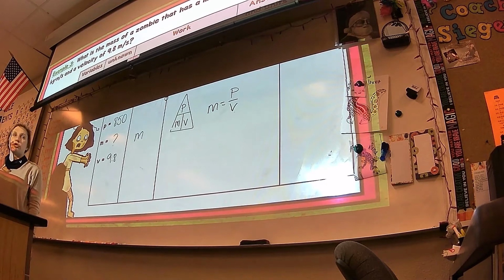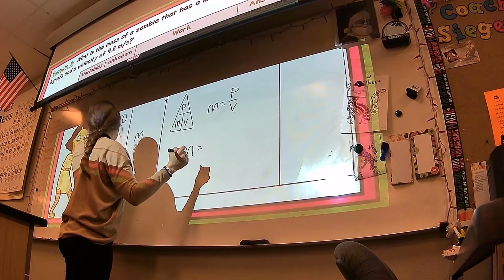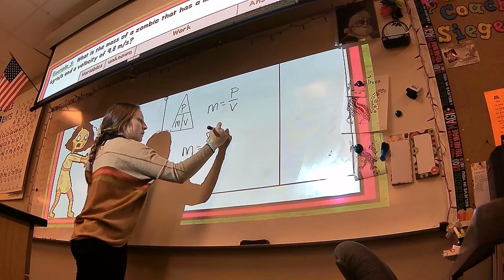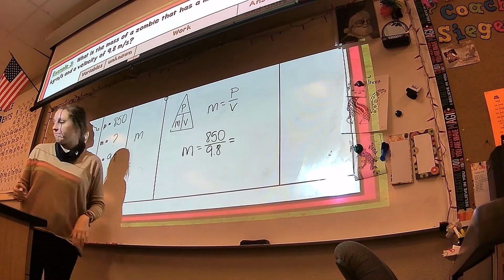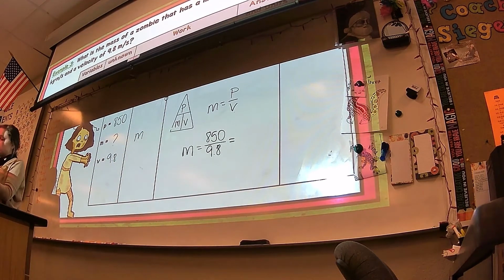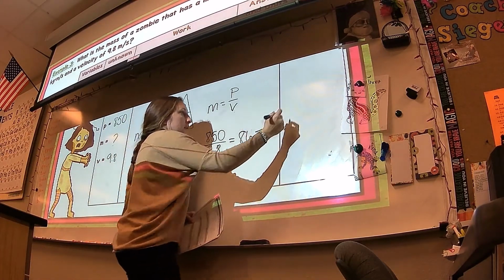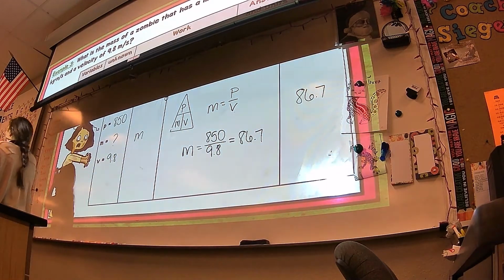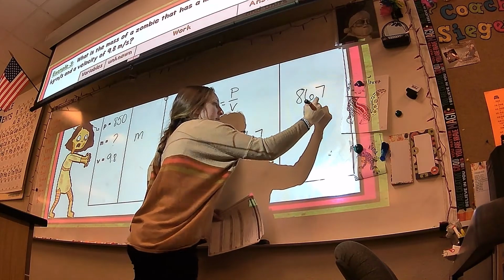So we are going to divide. You are correct. I got 86.72. Good, I think that's what you should get. Make sure you always put P on top, so 850 divided by 9.8. 86.7. Yep. When you divide those, you get 86.7, somewhere around there, hopefully. I'm looking for mass, so my unit is going to be kg, yes.